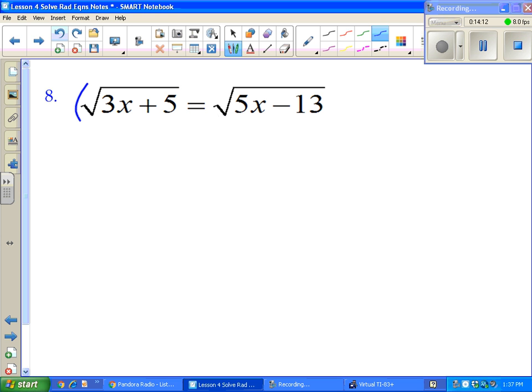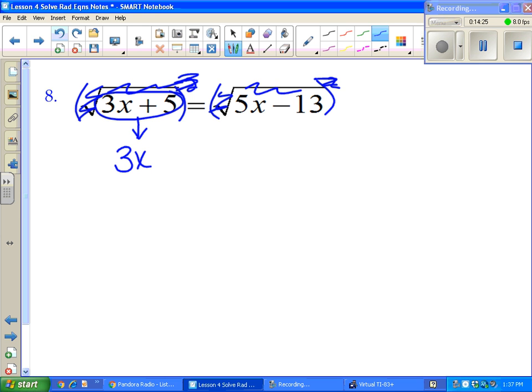Step 2 is square both sides. If you square both sides, square and the square root cancel. So everything that was under the radical comes out. So 3x plus 5 comes out when I square it. Over here, 5x minus 13 comes out when I square it. And now I have a problem where I have an x on both sides, numbers on both sides.